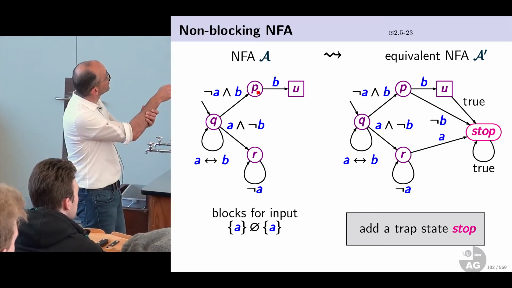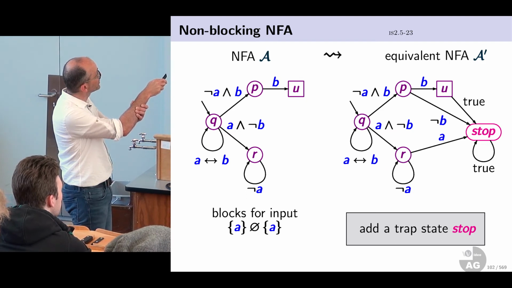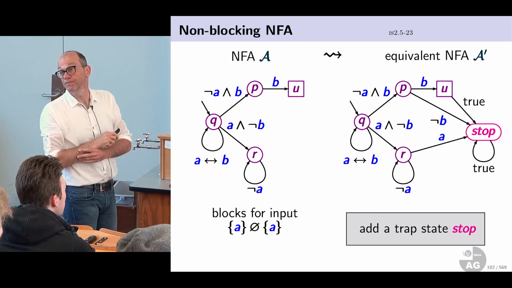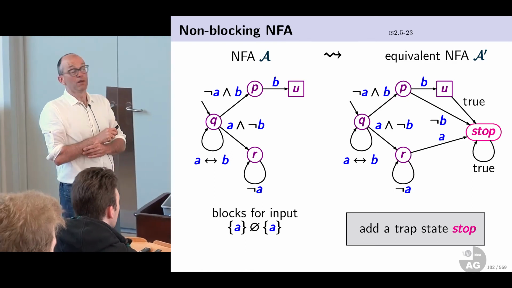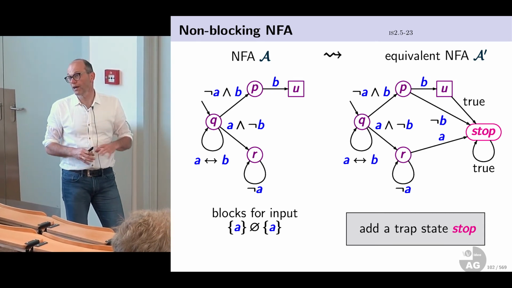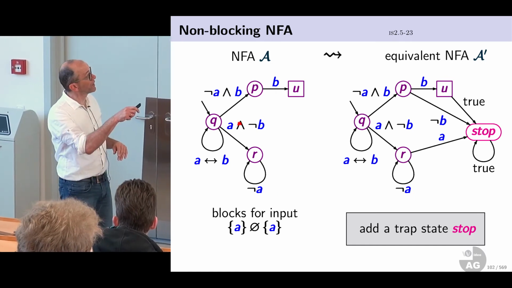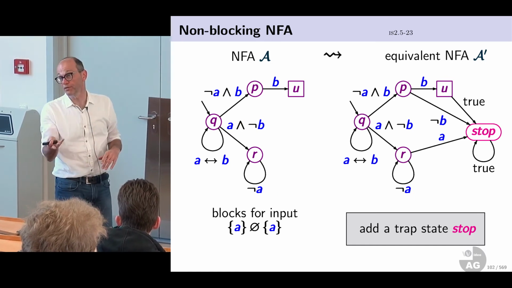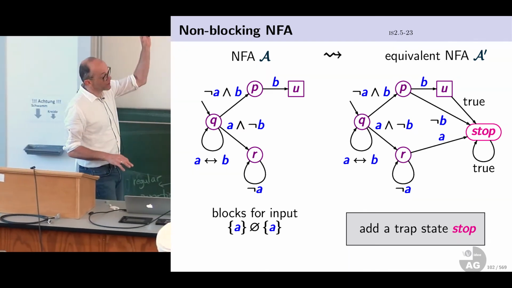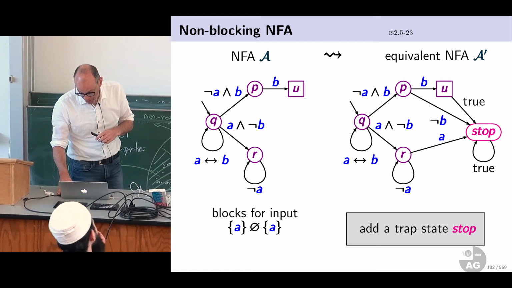You see that this also is not complete because it only has a B transition. What happens in this state if I have a next set which does not contain B? Well, intuitively speaking, it goes to this stop state. I'm just assuming from now on that my non-deterministic automata are non-blocking. And this slide tells you that every blocking NFA can be transformed into an equivalent NFA which is non-blocking.